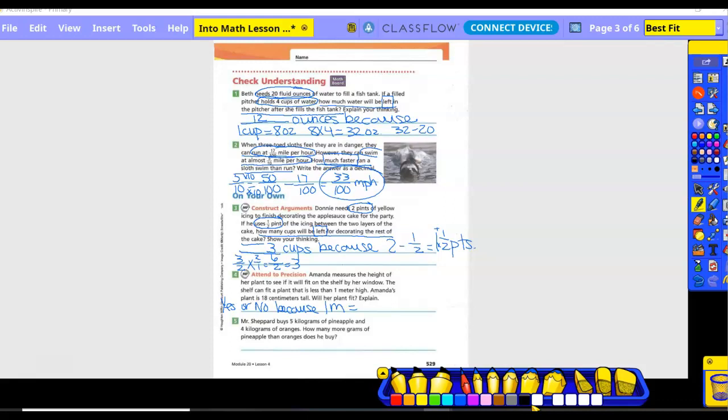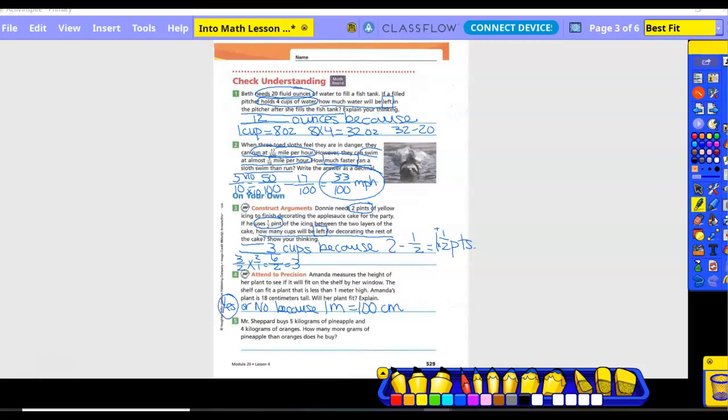Look at your sheet. You need to remember what the meter. Yeah, the meter stick has 100 centimeters. Okay, so this is 100 centimeters. Her plant is 18 centimeters. So will it fit? Yes. Oh, yes. I would hope so. So yes.